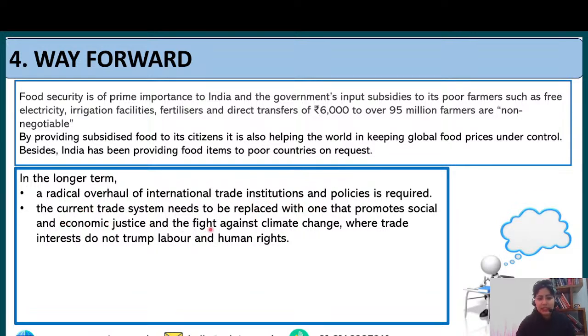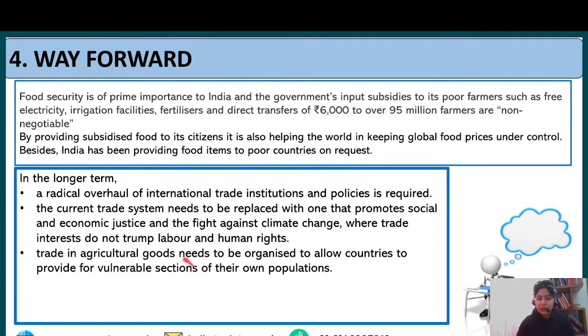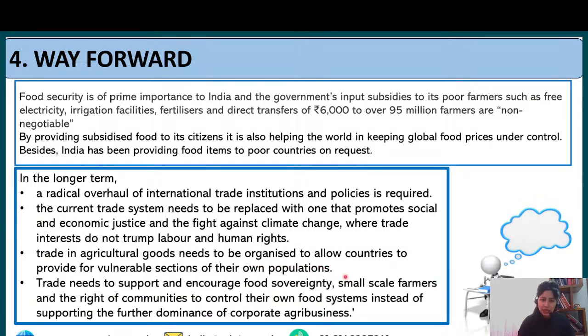So the current trade system needs to be replaced with one that promotes social and economic justice. So don't mention just economic justice, that is the trade part. Social justice is the food security part. And fight against climate change, which has not been mentioned and which is not included in WTO norms, where trade interests do not trump labor and human rights. Then trade in agri goods needs to be organized to allow countries to provide for vulnerable sections of their own population. I think this is self-understood.